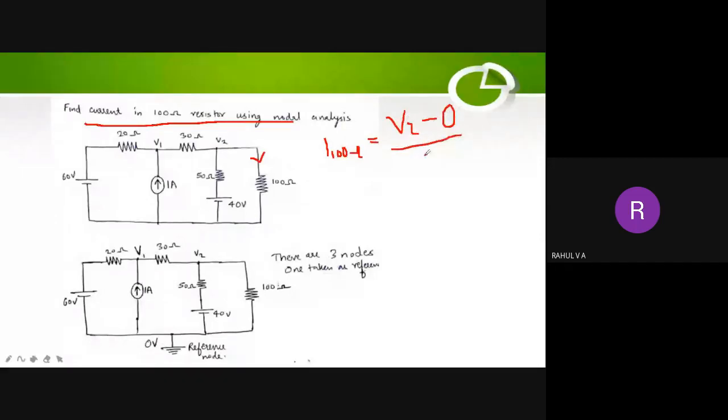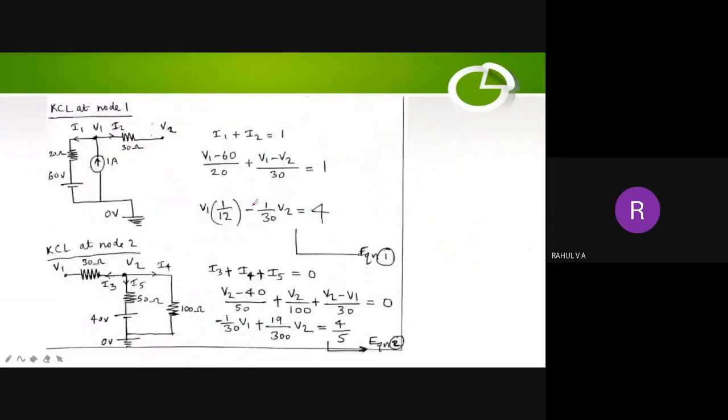So V2 what we got is 48 volt divided by 100. So it is 0.48. That is the value of the current, in ampere. So this should be your final answer.